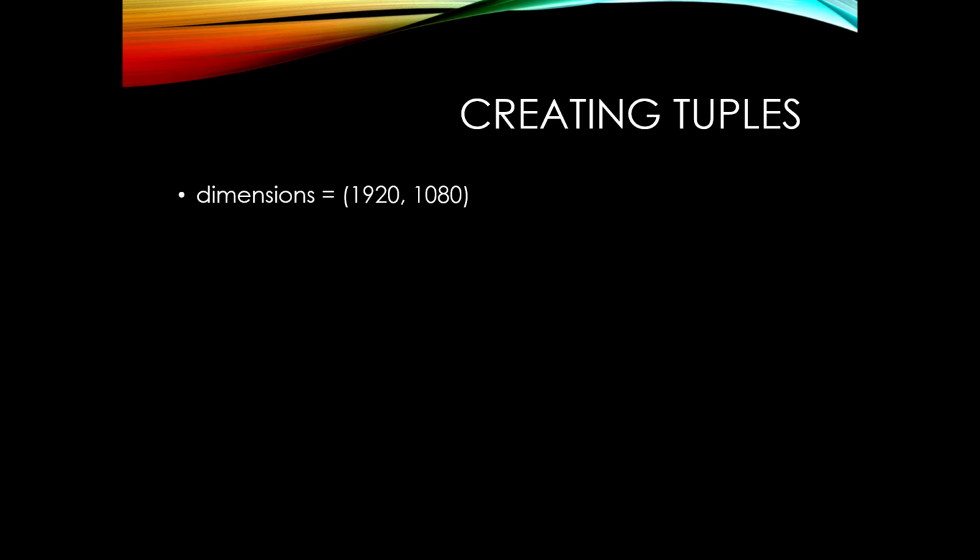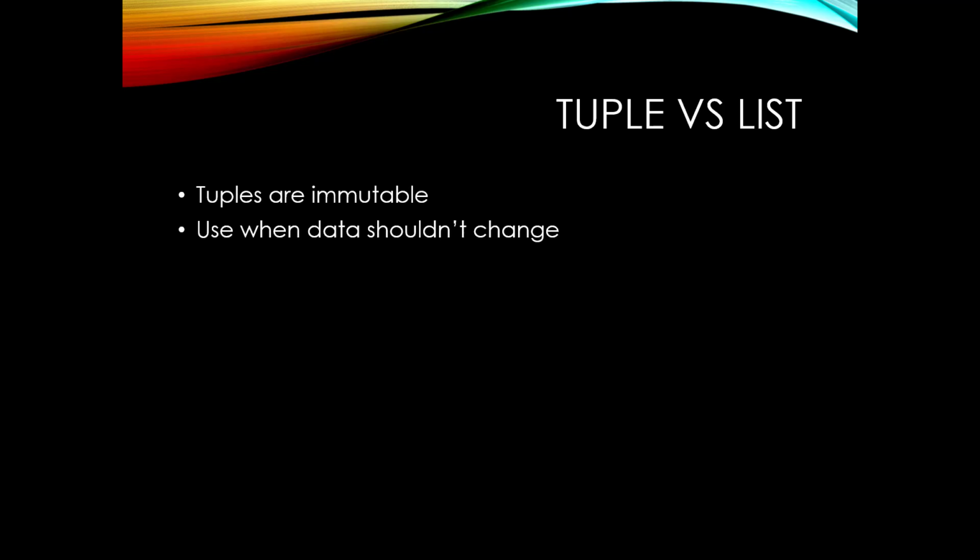So now, tuple versus list. Lists are mutable, so they are flexible. Tuples are immutable, which makes them safer for fixed data.